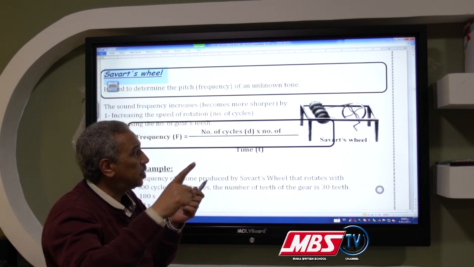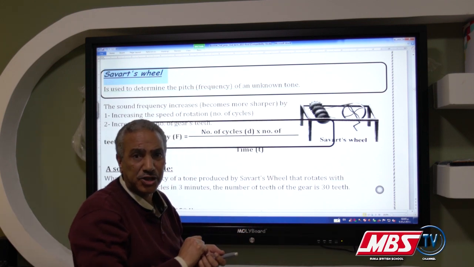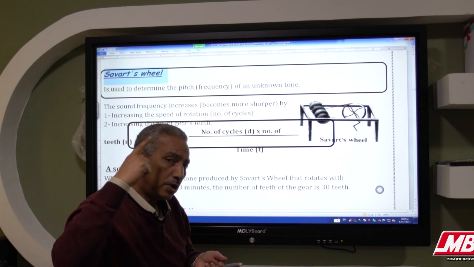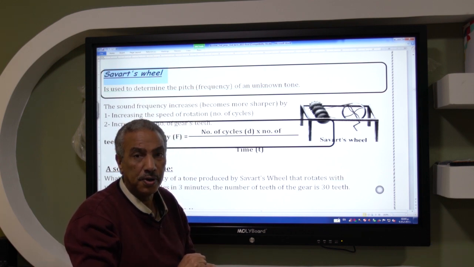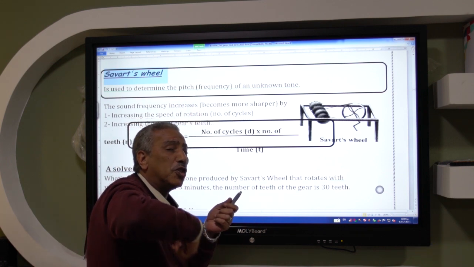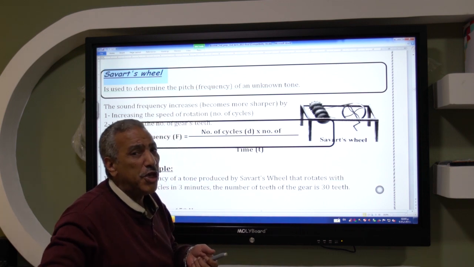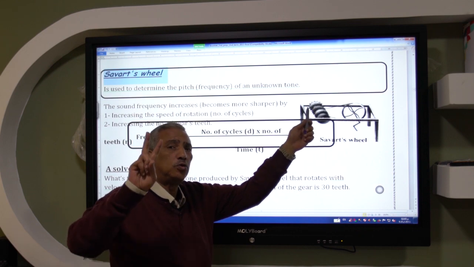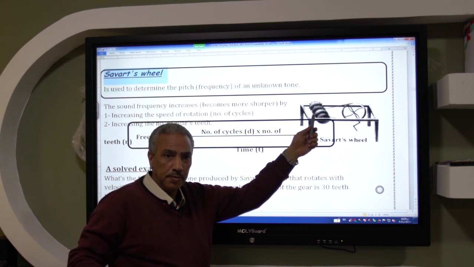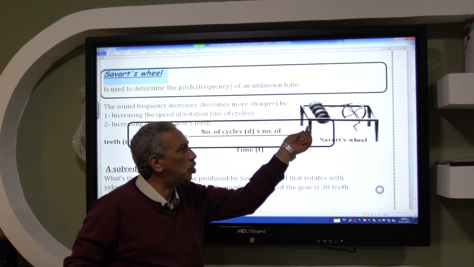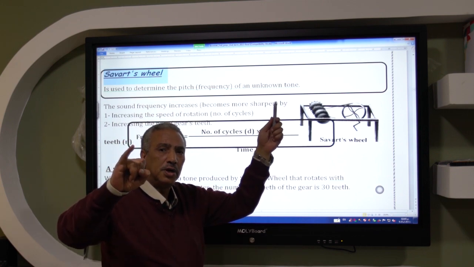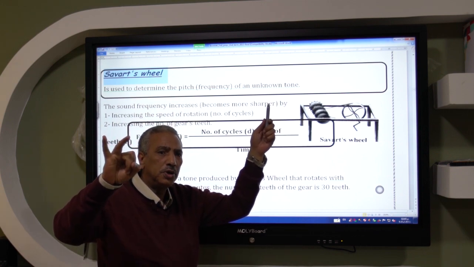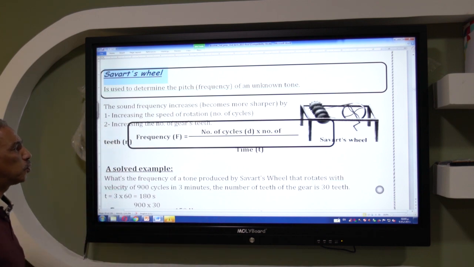You will notice that if the gear has a larger number of teeth, you will hear a sharper sound. If you increase the number of rotations, you will hear a sharper sound. That means here in Savart's wheel, two factors control whether the sound is sharp or rough. Number one, the number of teeth. Number two, the number of rotations, or the number of cycles.